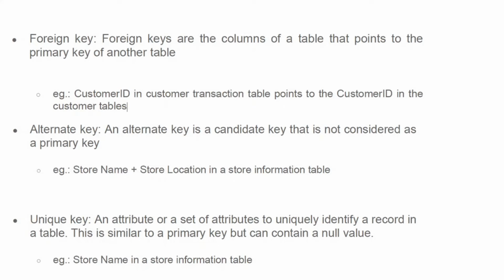An alternate key is a candidate key that is not considered as a primary key. However, a unique key is an attribute or a set of attributes to uniquely identify a record in a table. This is similar to a primary key but can contain a null value. Now, this is an important feature. Note that in a primary key, the value can never be null. However, in a unique key, it is quite possible.